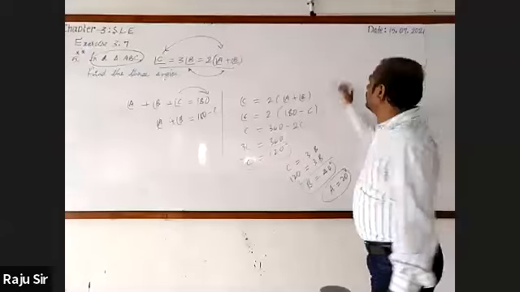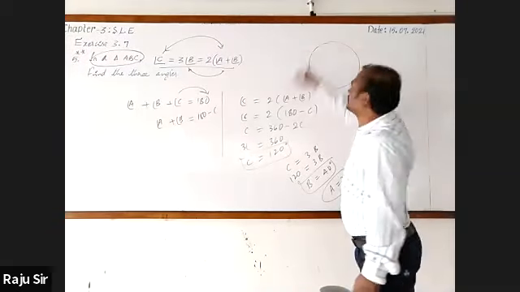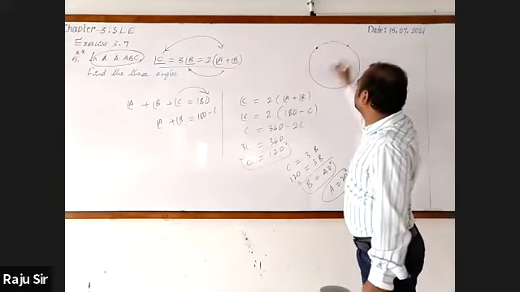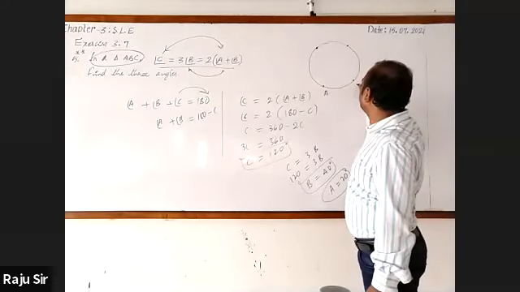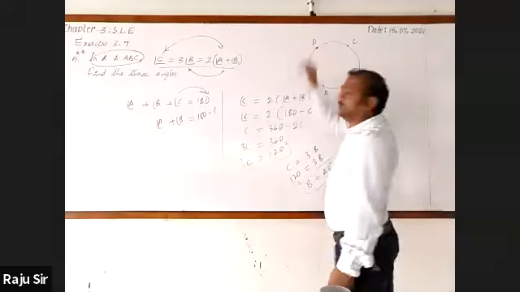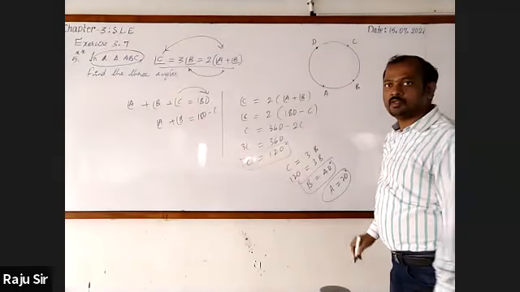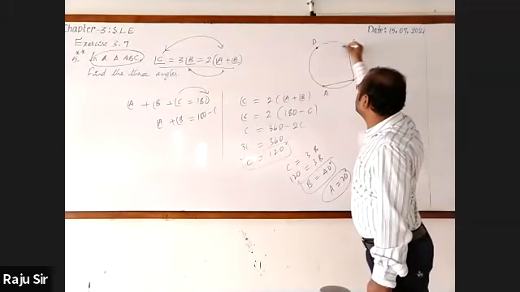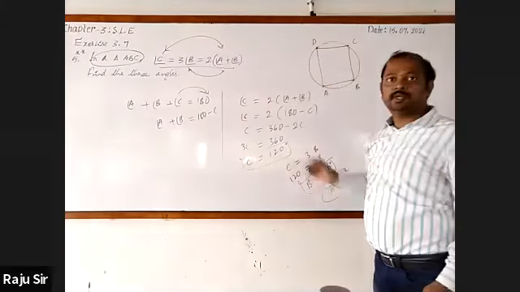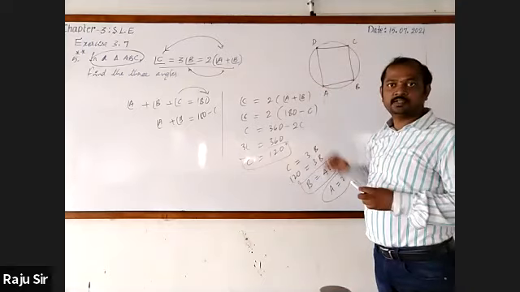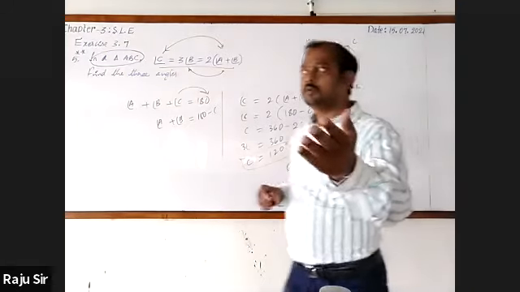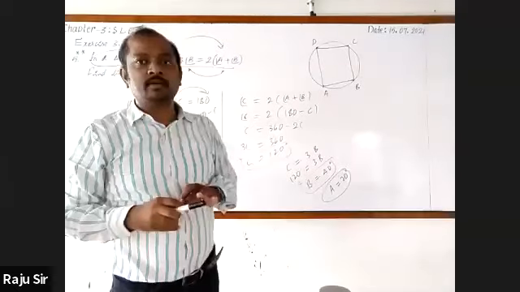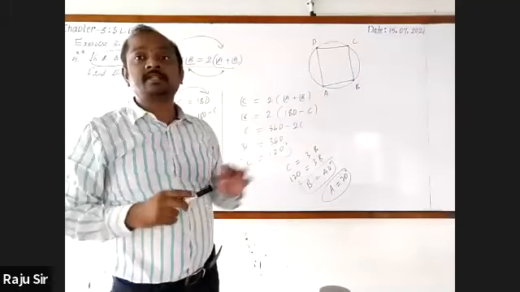Listen. I'm going to draw a circle. In that, let me mark 4 points: A, B, C and D. If I go for joining A and B, B and C, C and D, D and A, you'll get a quadrilateral, right? ABCD is a quadrilateral. What type of quadrilateral is it? It is a cyclic quadrilateral.